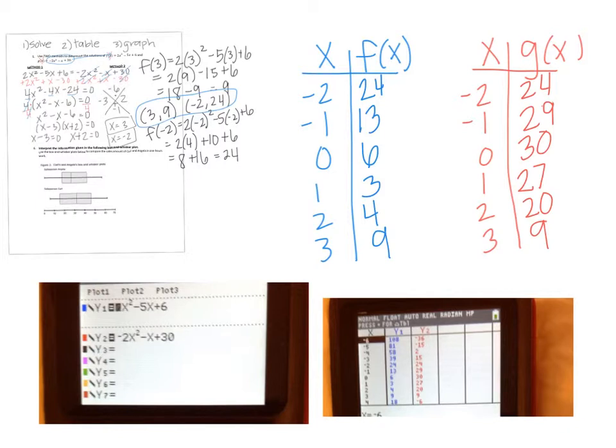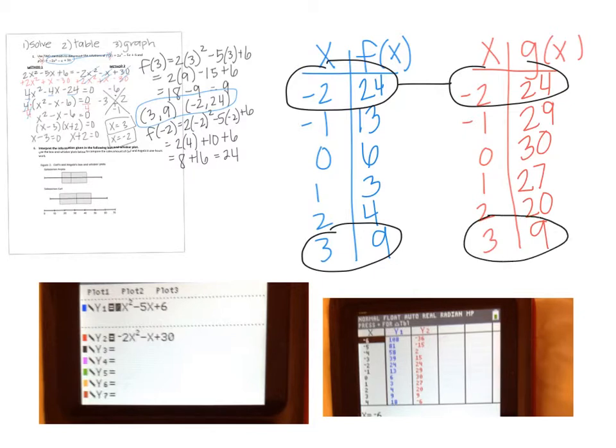So if you're going to use the table, you have to make sure you circle your answers. Drawing two tables or writing two tables is not going to be enough. You have to circle the two intersections to show me that these are the solutions. Okay, so that's method number 2.